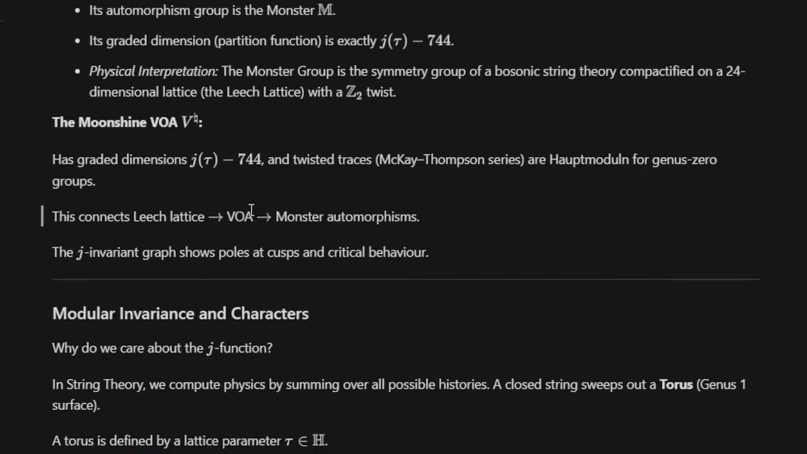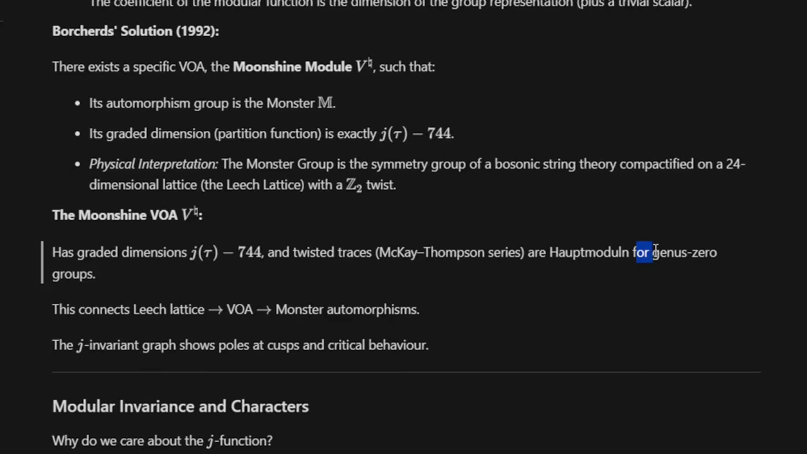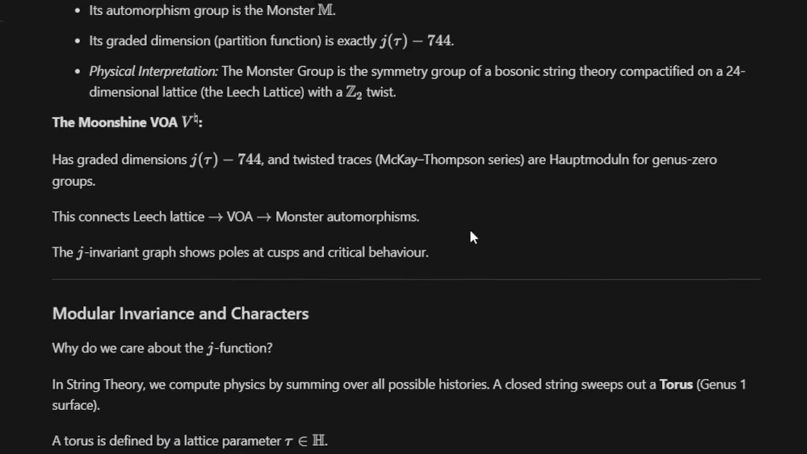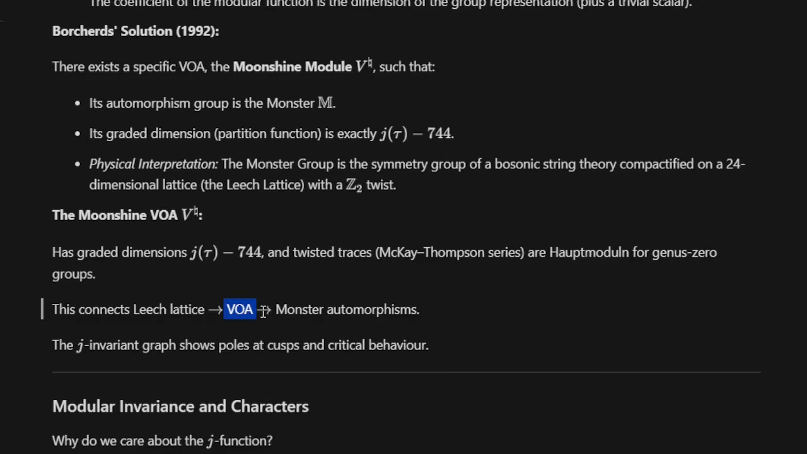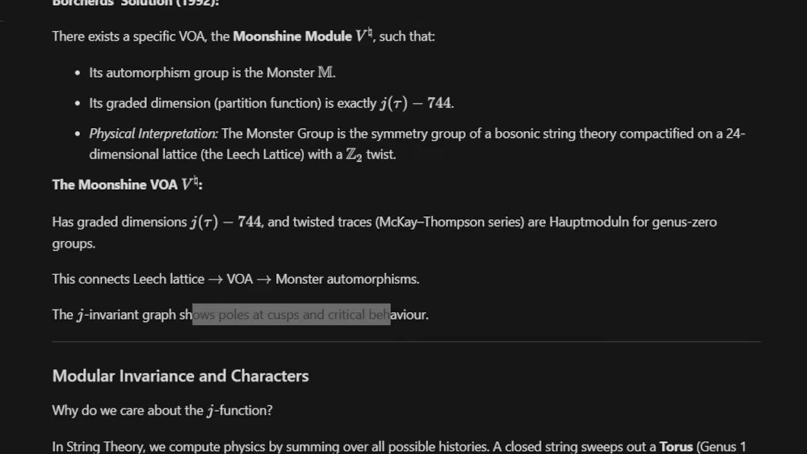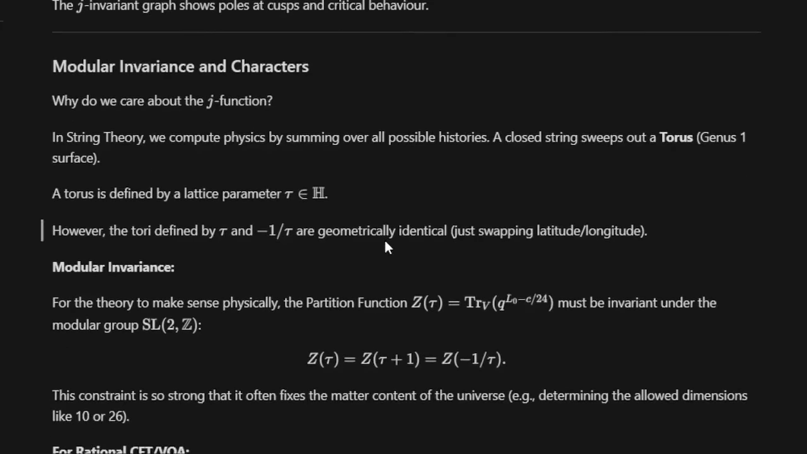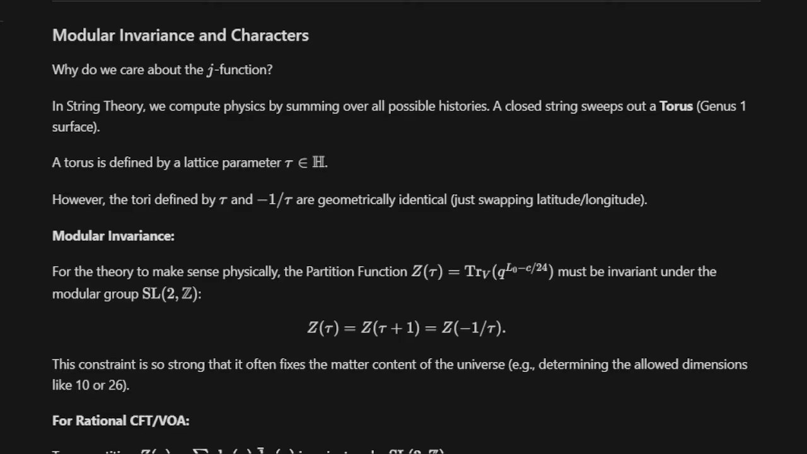And then the Moonshine vertex operator algebra from the natural isomorphism has graded dimensions and twisted traces, something called the McKay-Thompson series, and the Hauptmodul for genus 0 groups. What this does is connect the Leech lattice to the vertex operator algebra to monster automorphisms. And this J invariant graph will show poles at cusps and critical behavior. Again, this is very interesting, and this has some consequences, because this J function seems kind of important, but why does it matter?